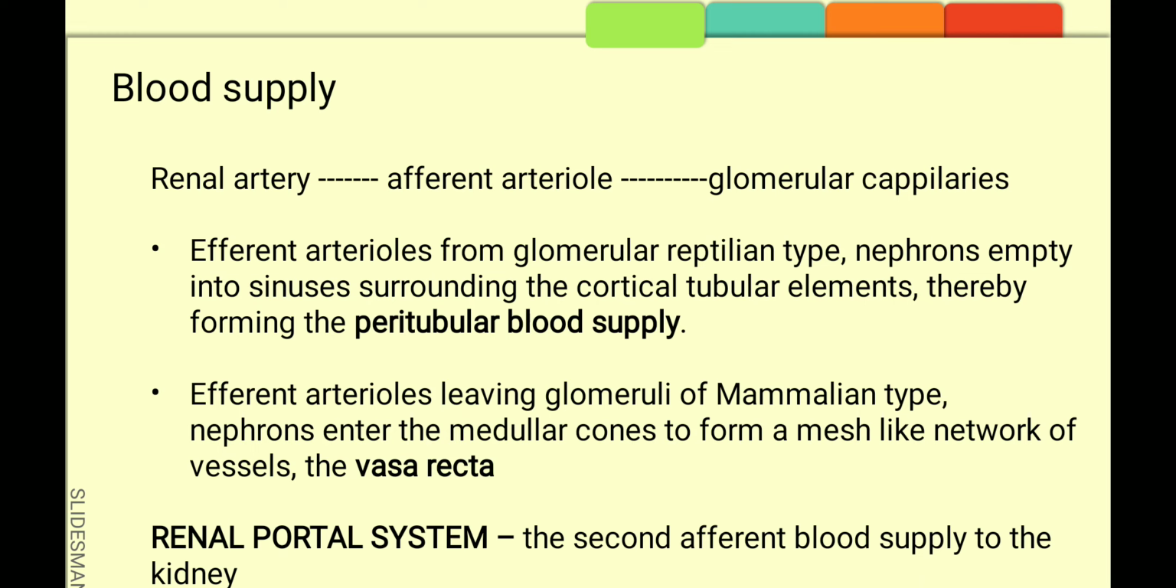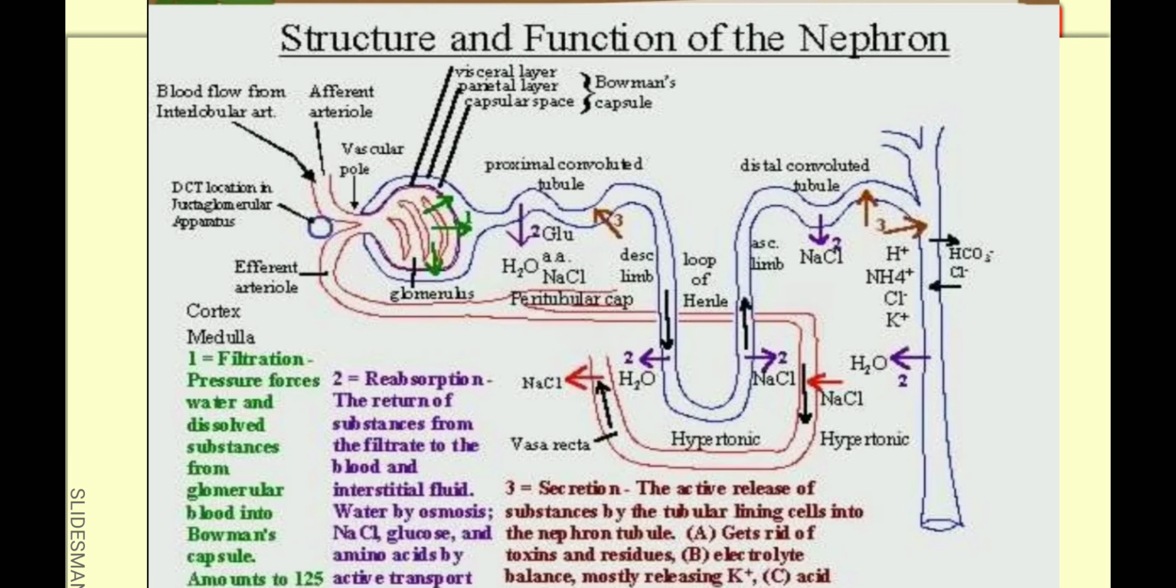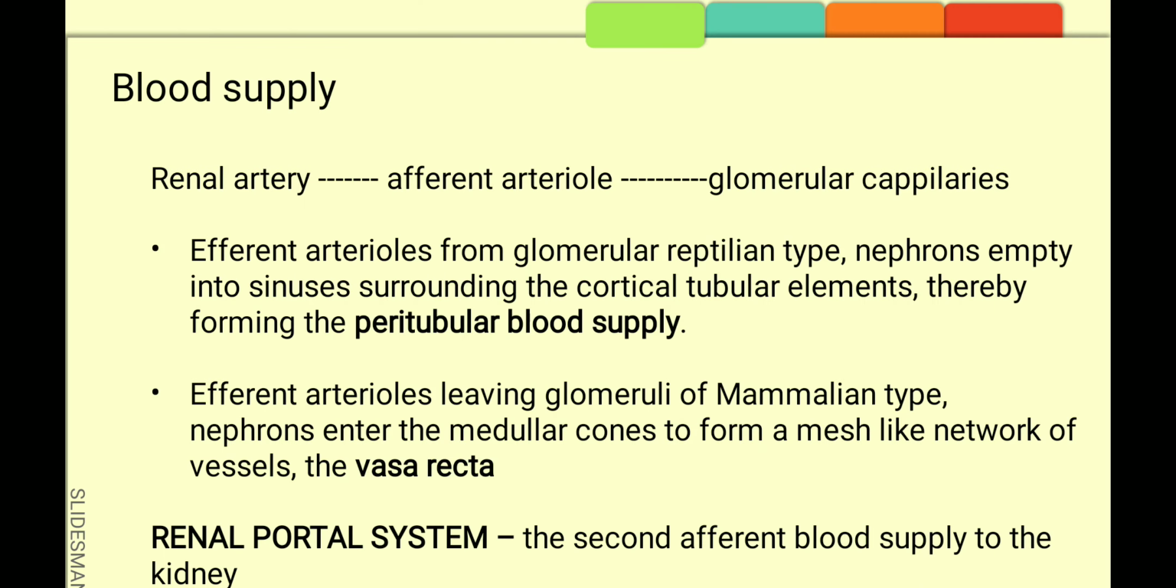Next, let's talk about the blood supply. The renal artery, the afferent arteriole, and the glomerular capillaries. So, the efferent arterioles from glomerular reptilian type nephrons empty into sinuses surrounding the cortical tubular elements, thereby forming the peritubular blood supply. And efferent arterioles leaving glomeruli of mammalian type nephrons enter the medullary cones to form a mesh-like network of vessels, the vasa recta.